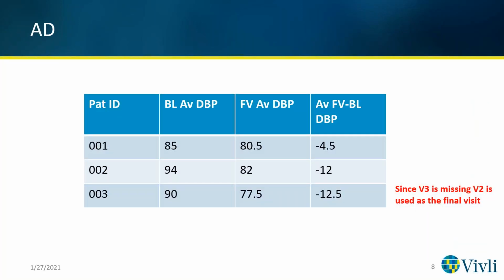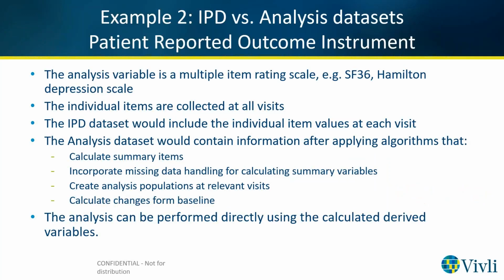The analysis data set, on the other hand, includes 1 record for each patient. It includes the average baseline blood pressure, the average final visit blood pressure, and then the difference between those two. And you can see for patient 3, because there was no visit 3, the visit 2 value is used as the final visit, and that's what you use to find the difference. So that's a real difference between the two different data sets that you use.